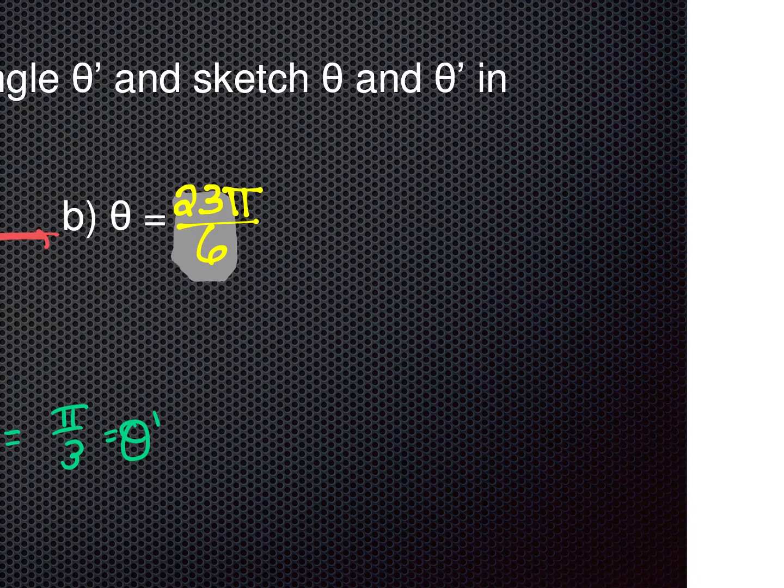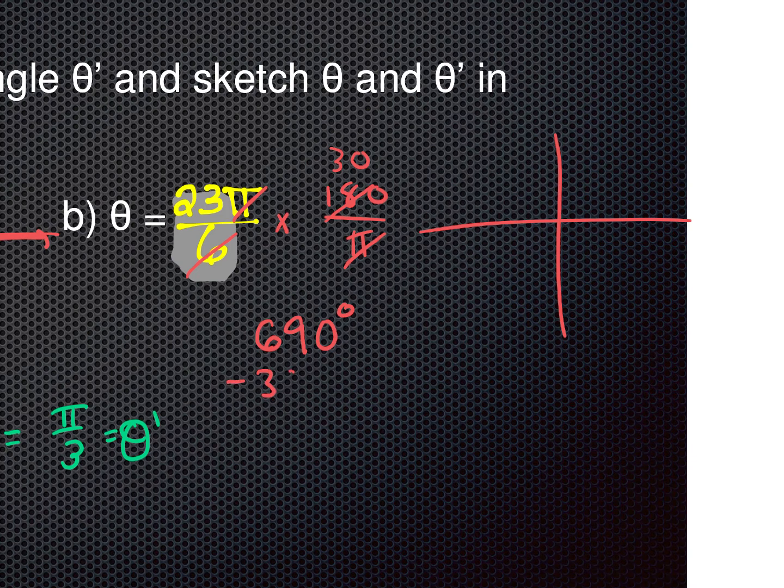How can I tell where 23 pi over 6 is? Convert it. So I'm going to multiply it by 180 over pi. Pi's cancel. 6 goes into 180 30 times. So 23 times 30 would be 690, I think. Yes. So good. Look at me doing that in my head. All right, 690 is more than one trip around the circle, so I can subtract 360 from it to find a coterminal angle to it. So this would be 330.